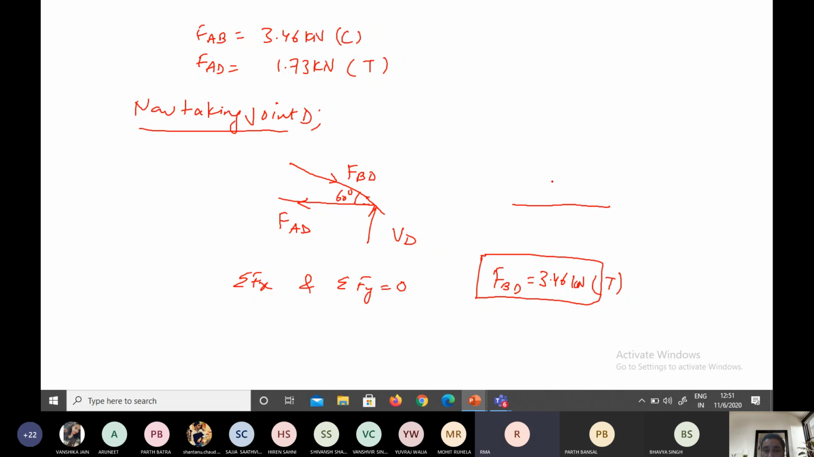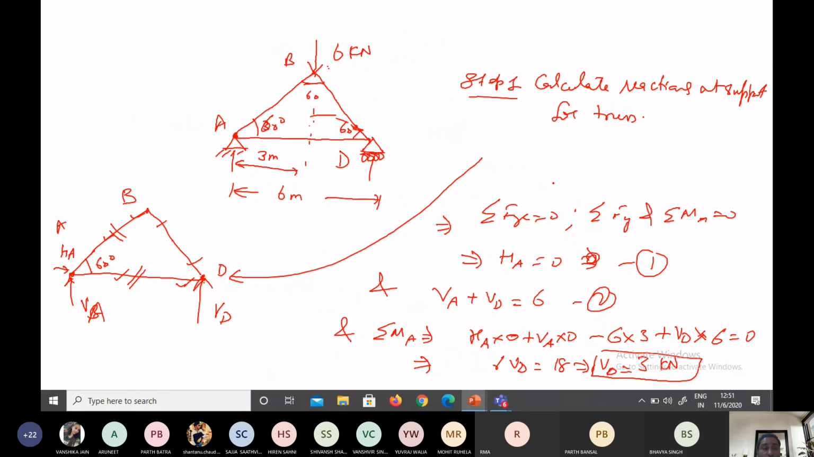Sir, we have to take all the points? No, you have to take only those points. After that, if all the members are calculated, then you do not need to go for other points. See, in this case, we have taken joint A and joint D. So there is no point for us to go to point B because we have calculated all the force members.